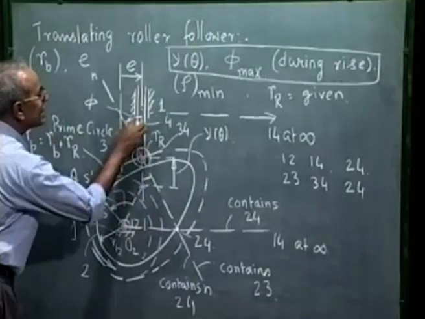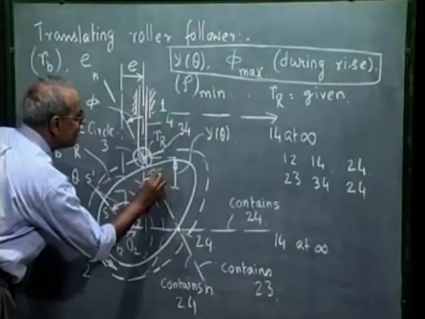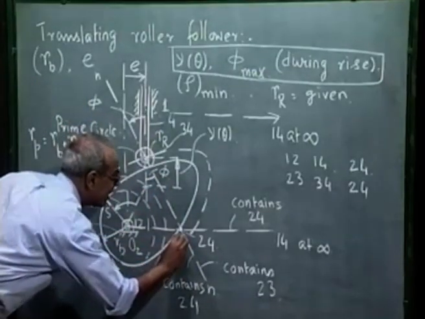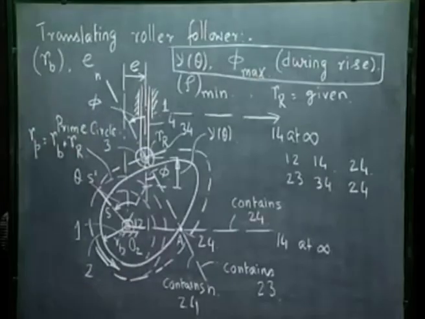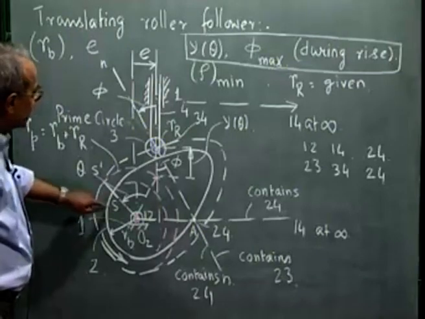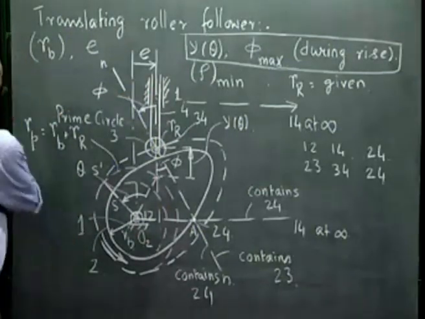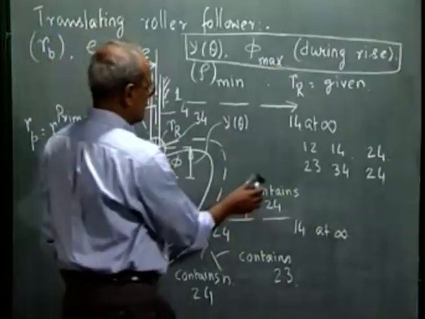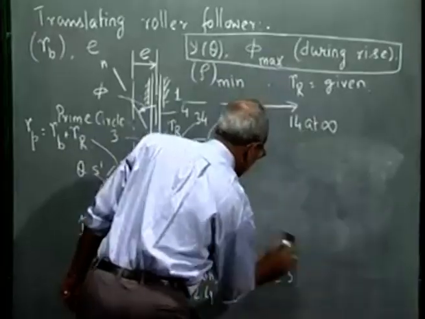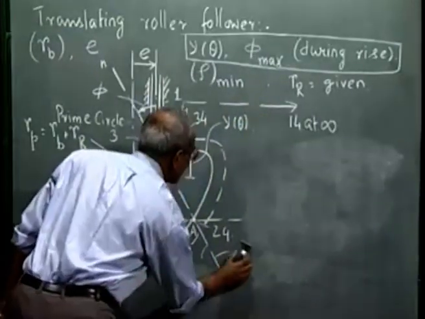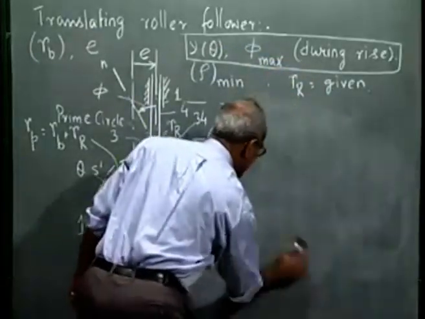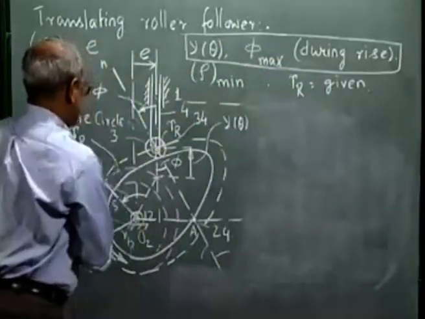This angle is the same as this angle, which is phi. So let me name this point as, say, A. A is the location of 2, 4, that is the relative instantaneous center between the cam and the follower, because cam is 2 and follower is 4. Once I have located this 2, 4 at A, we can easily get the expression of this pressure angle phi.